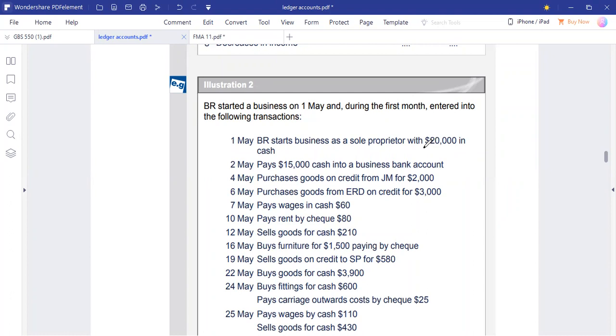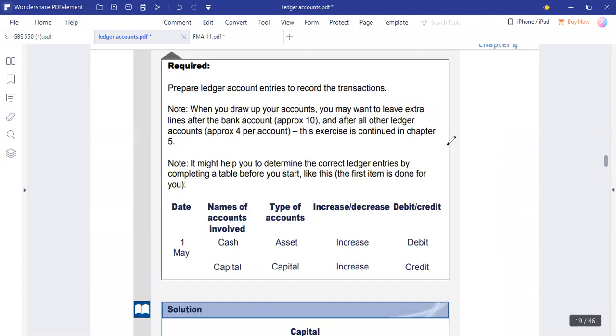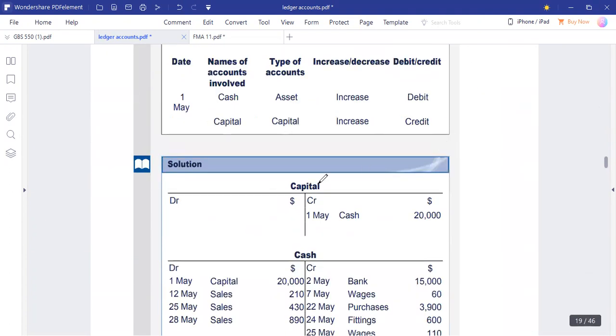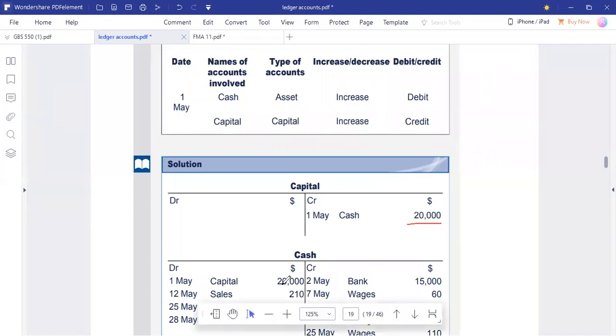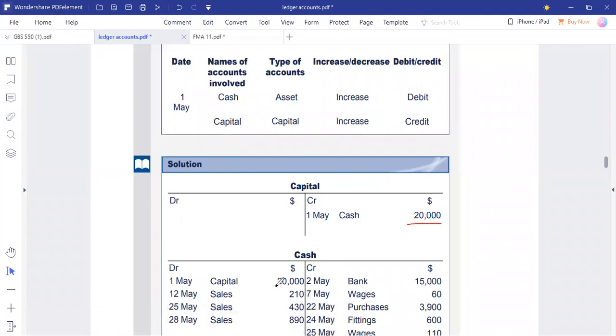So BR starts a business with 20,000. So we're going to have a capital account and a bank account. Which account will be debited and which account will be credited? So capital account, 20,000. Then we go to the cash account or the bank account, depending on where the amount will be placed. So capital begins with the 20,000. Then we're going to debit the asset account with 20,000. So we have a duality concept which is completed.